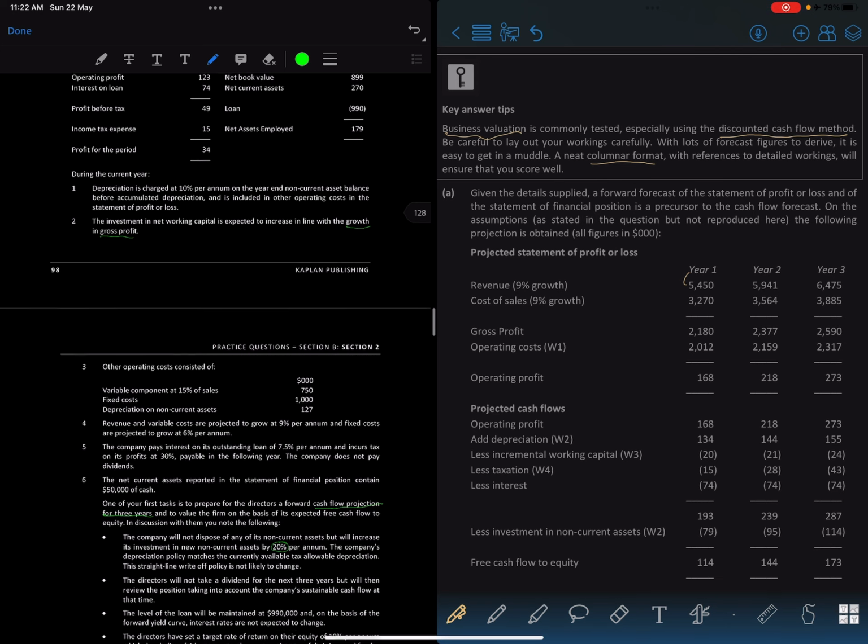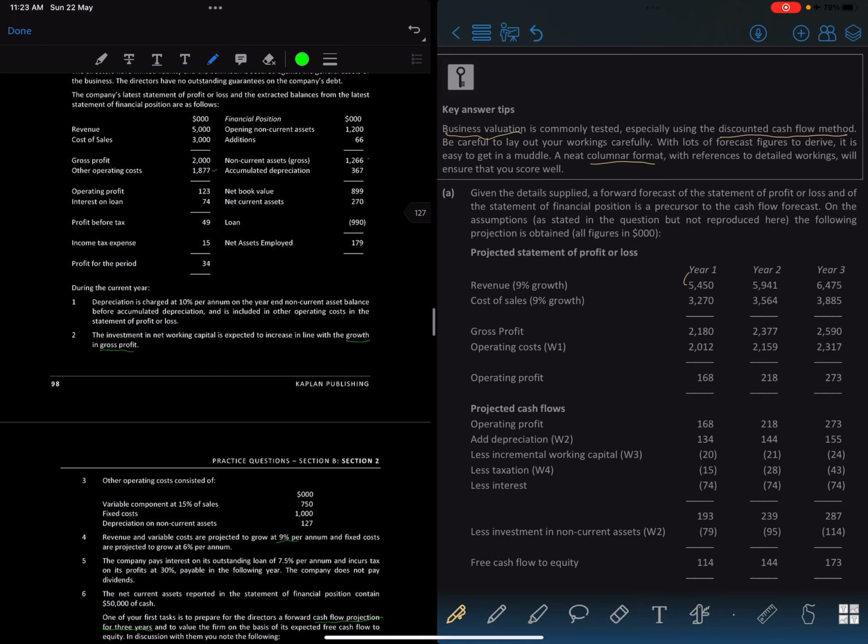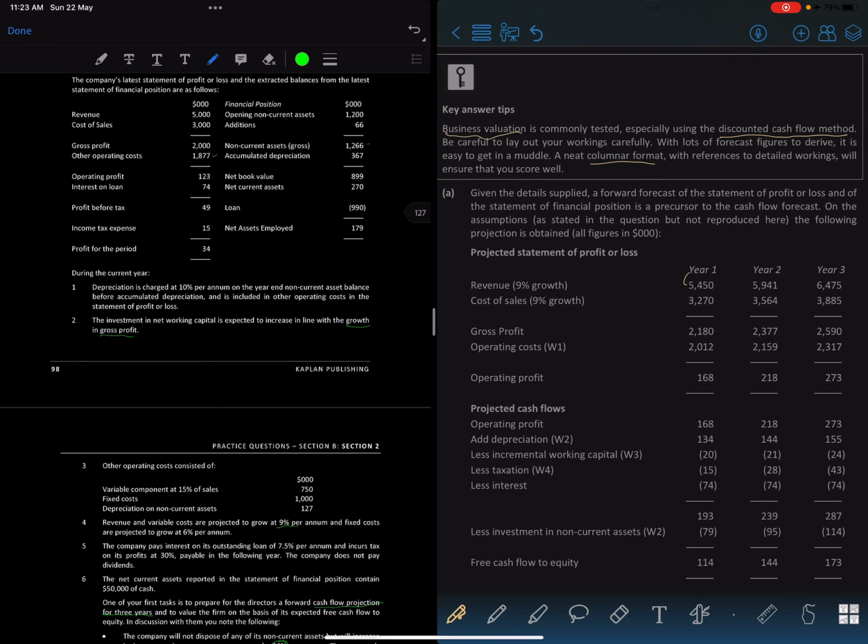That was for variable cost. Fixed cost is expected to grow, and variable cost is expected to grow at 9%. So cost of sales is also going to grow at 9%, a consistent growth rate. Gross profit is growing at 9% too, because 2180 into 1.09 gives you 2376.2. If both are growing at the same rate, your gross profit will automatically grow at that rate.